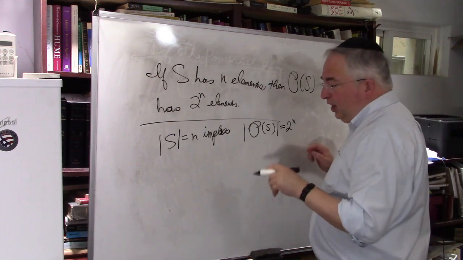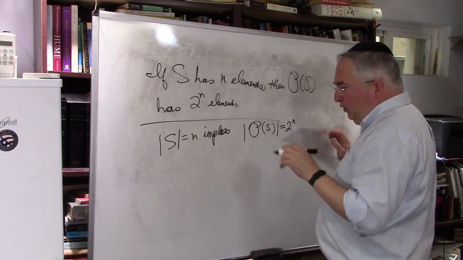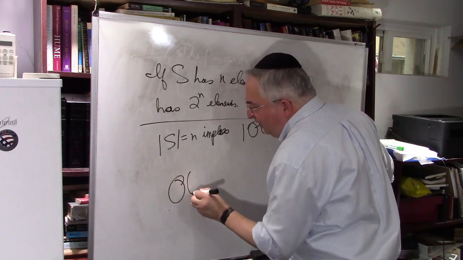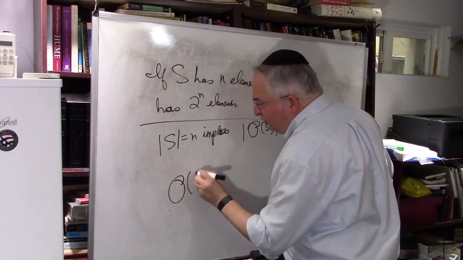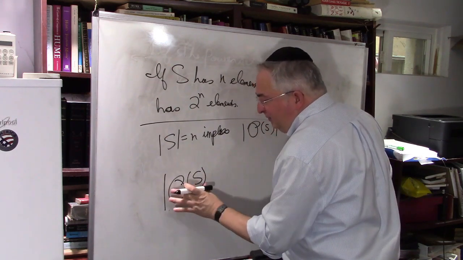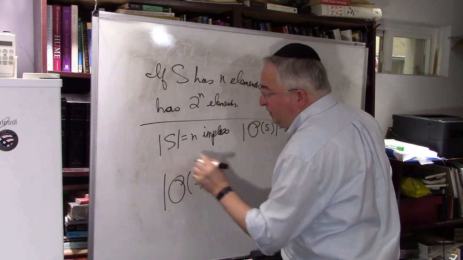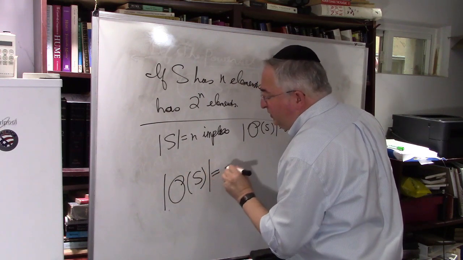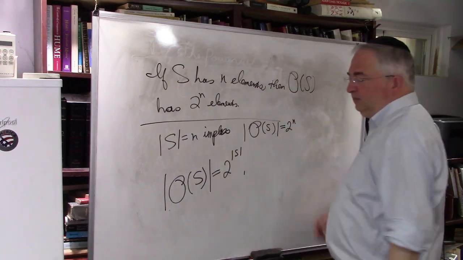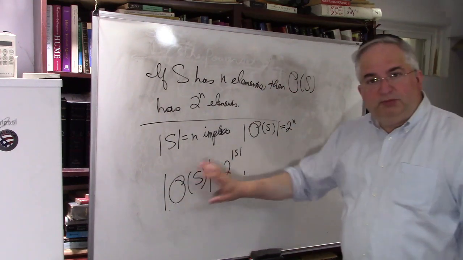Okay, let's again write this another way, even fewer words. We write it like this: the power set, less words, more symbols. The power set of S. So here's S, the power set of S, the set of all subsets. The number of elements of that is 2 to the number of elements of S. Okay, so that's pure symbols.